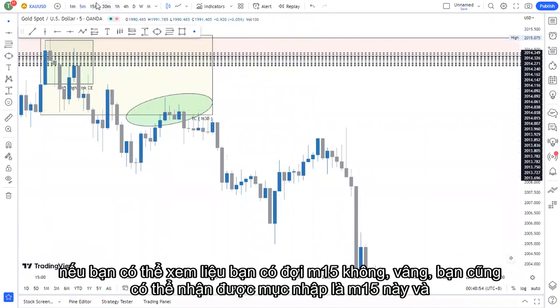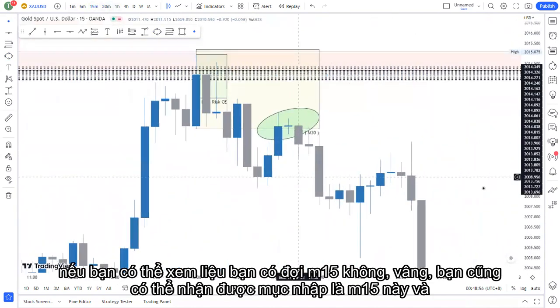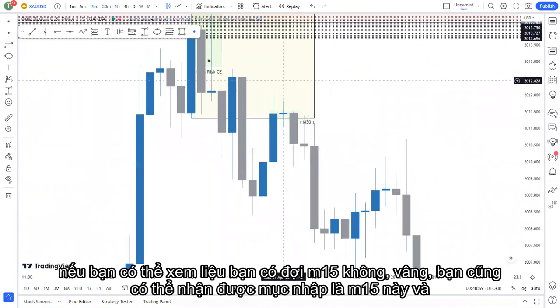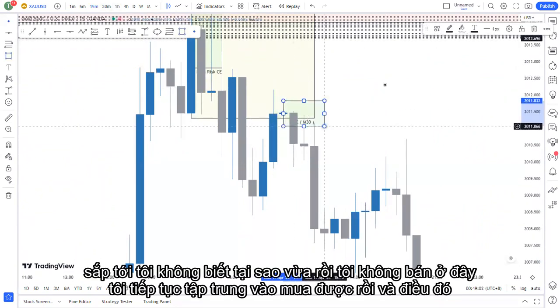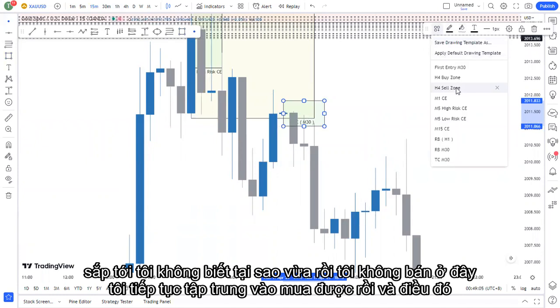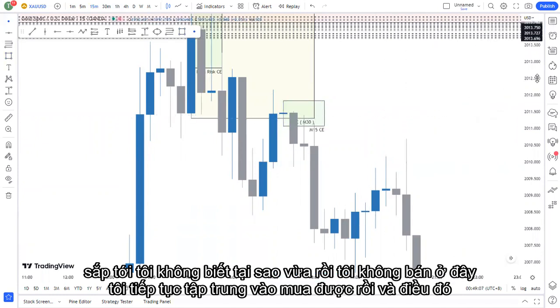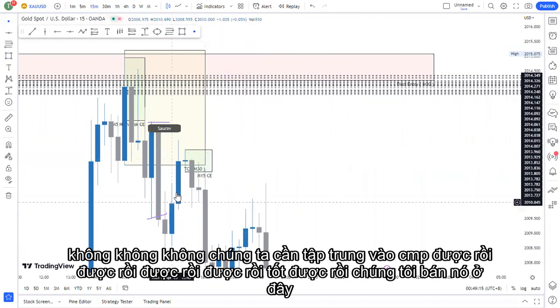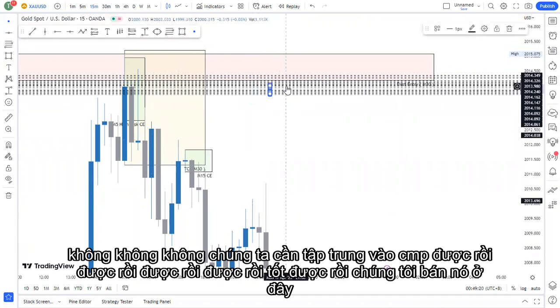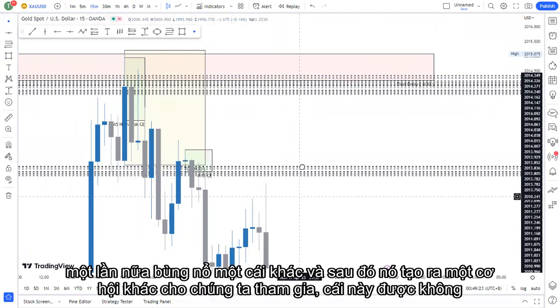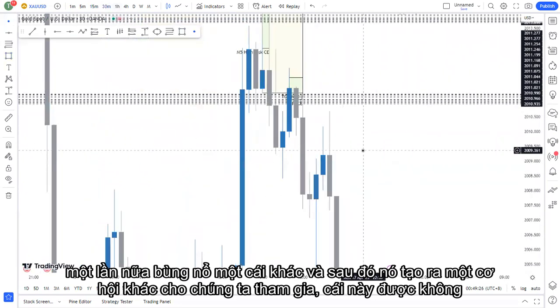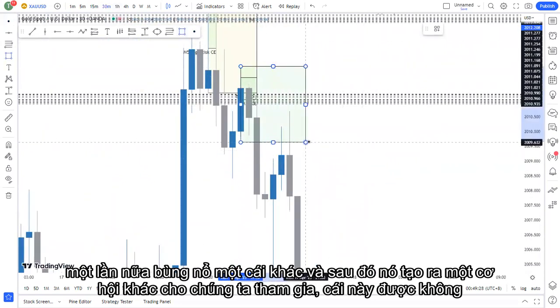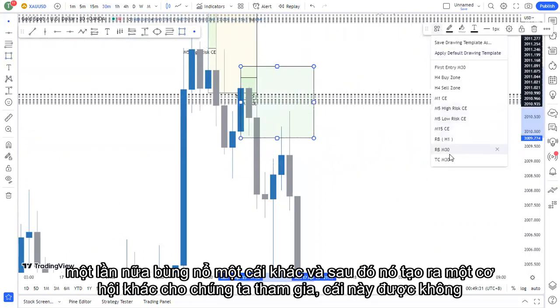And if you wait for M15, you also can get the entry, which is this M15 engulfing sell. I don't know why I didn't sell here just now. I keep focusing on buy. And on this way up, we can keep selling, is it? This one engulfing? No, we need to focus on the CMP. Okay. We sell it here again. Boom, another one. And then it creates another chance for us to enter, which is this one.